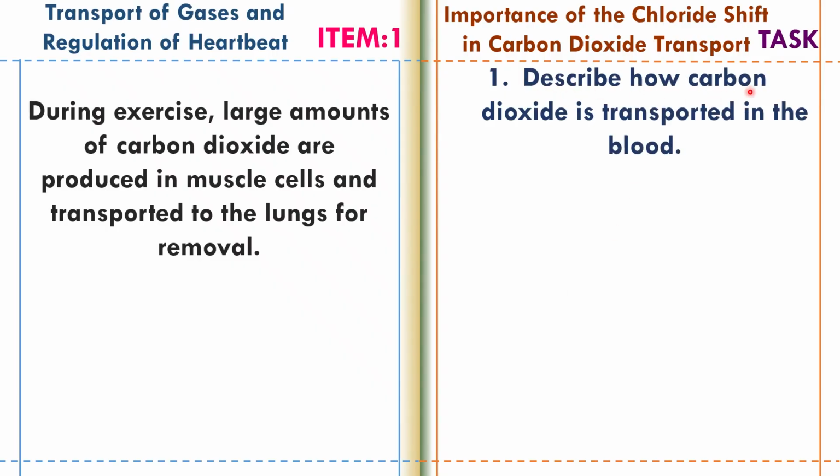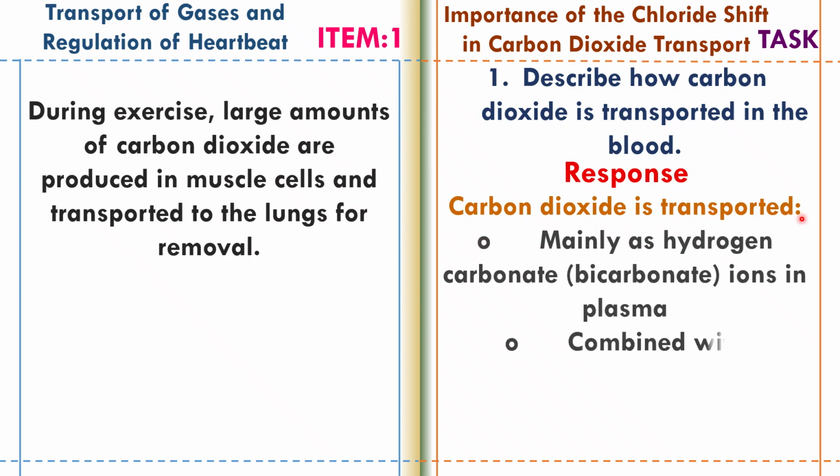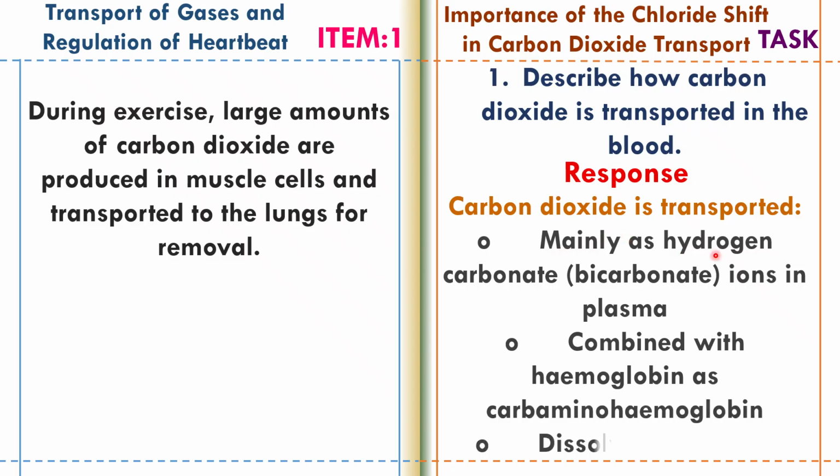Describe how carbon dioxide is transported in the blood. Carbon dioxide is transported mainly as hydrogen carbonate (bicarbonate) ions in plasma, combined with hemoglobin as carbaminohemoglobin, and dissolved in plasma.